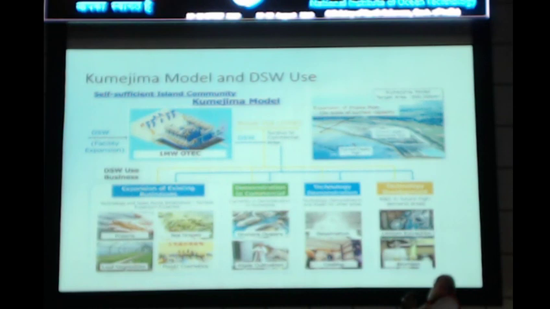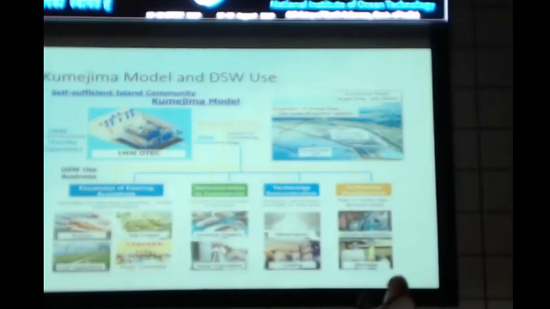So now Kumejima's next plan is a 10 times larger OTEC plant, 1 megawatt OTEC. After that, we expect byproduct promotion to be 7 times more commercial. So recently we got a new fund, SATREPS, a Japanese government international collaboration project. So this SATREPS project contributes to the SDGs.